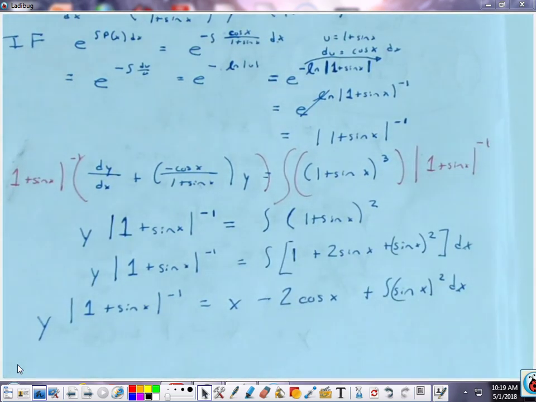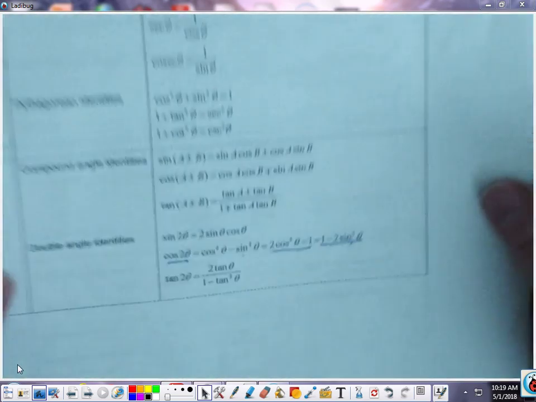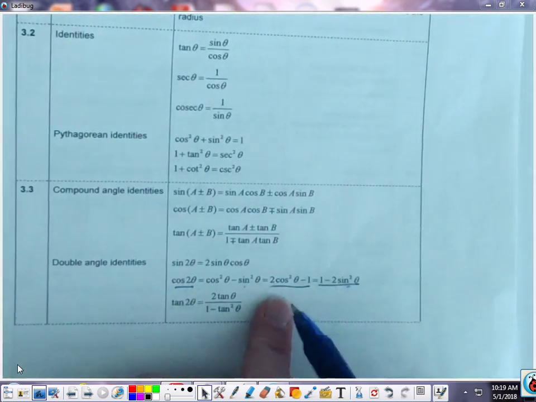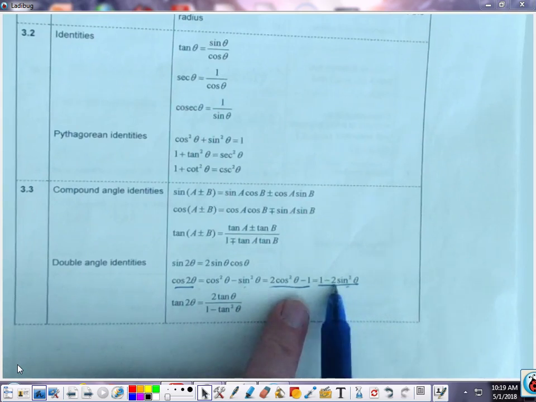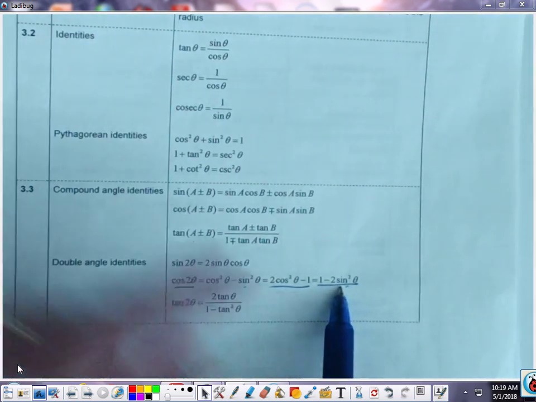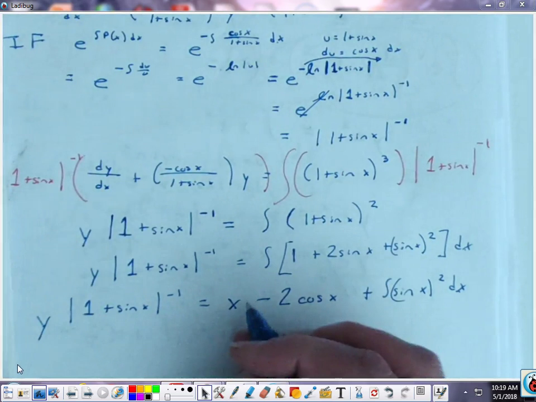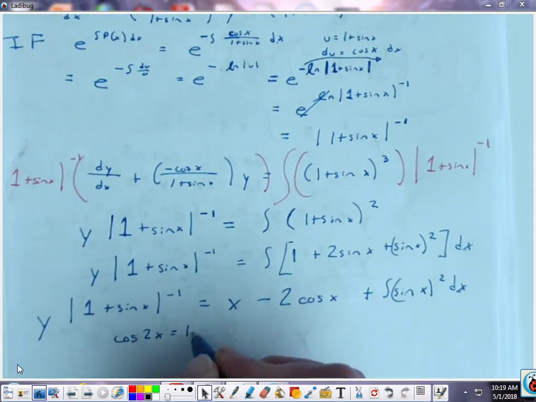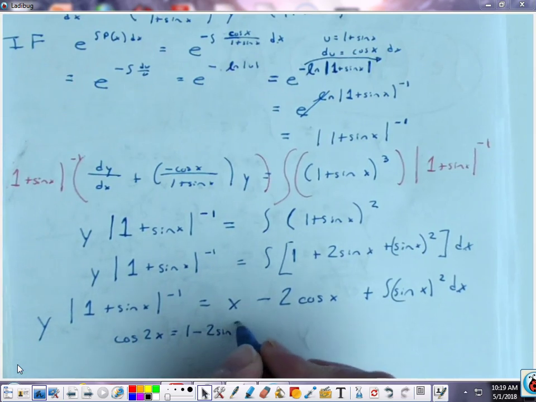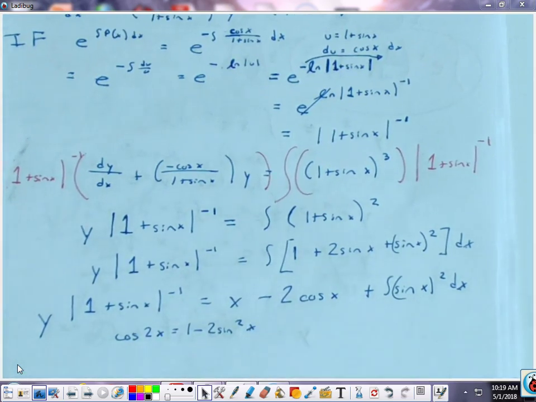Okay, so then whenever it's just sine squared or cosine squared by itself, you go to your double angle formulas, and you're actually going to use cosine 2x. Okay, if you're trying to solve for cosine squared, use this one, and if you're trying to solve for sine squared, use this one. Hopefully you did that on your test. So, cosine 2x is 1 minus 2 sine squared x.